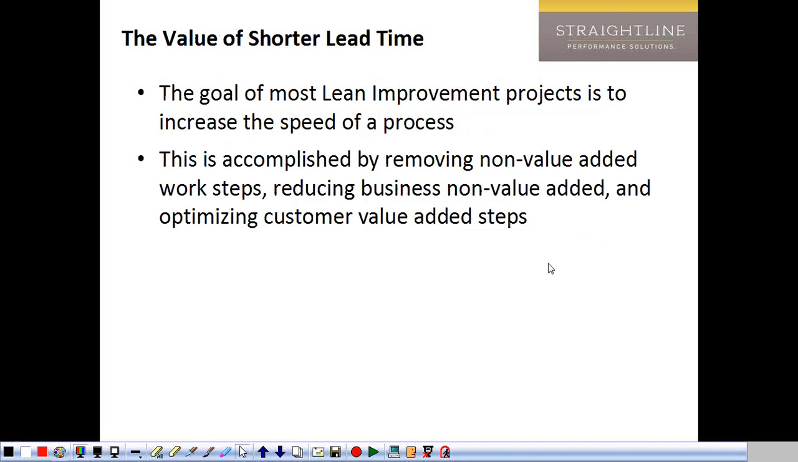Okay. I'm going to skip over this particular slide. I think we all understand the value of shorter lead time. I mean, it's better for the customers, and it increases customer satisfaction. But one of the things that we don't often think of is it can really improve cash flow too. If we can move the customer through the process more quickly, we can often get our invoices paid more quickly as well.